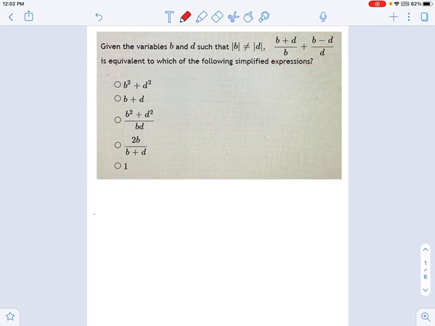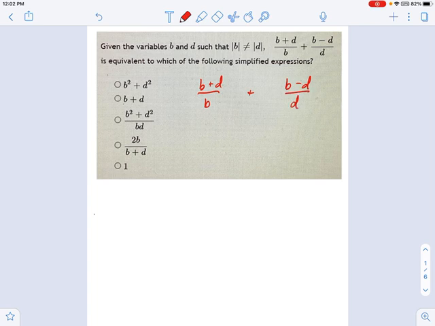And in order to get this expression, which I'm given, into a single fraction, I need common denominators. And I don't have them right now. So let's go ahead and turn this into a single fraction through addition with common denominators. So here's what I'm given: b plus d over b plus b minus d over d.